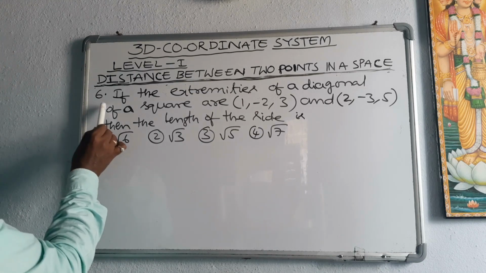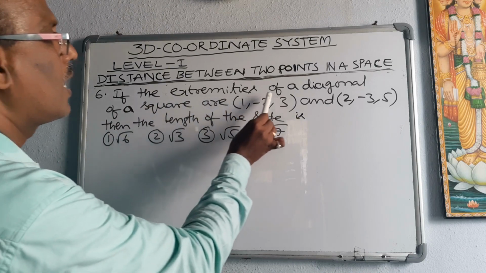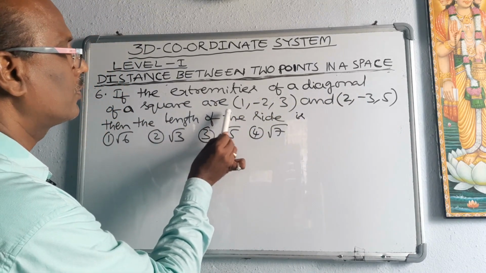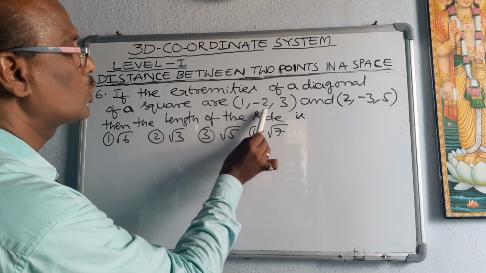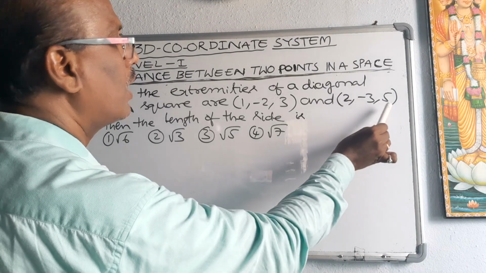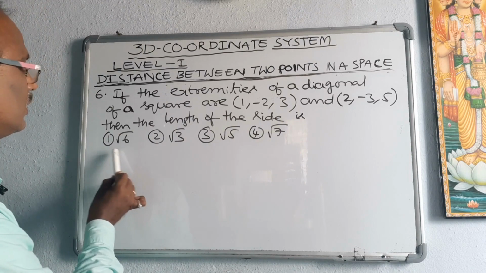Next, question number 6. If the extremities of a diagonal of a square are (1, minus 2, 3) and (2, minus 3, 5), then the length of the side is. Here the four options.